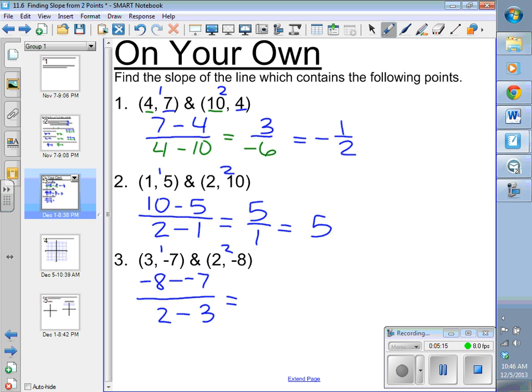So let's go ahead and rewrite this one as negative 8 plus 7. And if we want, we can go ahead and simplify at this point, or we can just leave it as is. So I end up with negative 1 on top, and 2 minus 3 gives me negative 1, which will give me a 1.